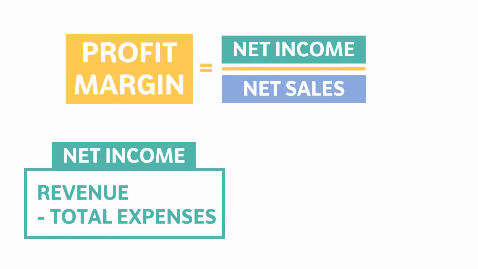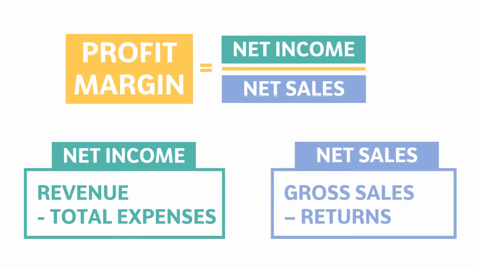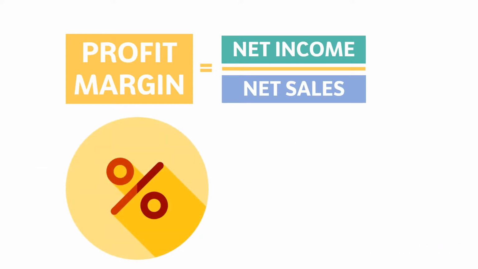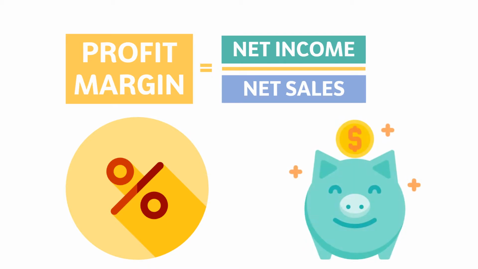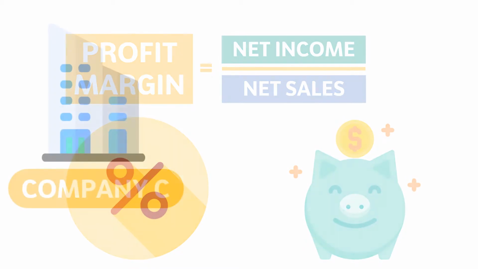Net sales can be calculated by subtracting any returns or refunds from the gross sales. Profit margins are usually expressed as a percentage and measure how much a company keeps in earnings for every dollar of sales made. Let's illustrate this with an example.